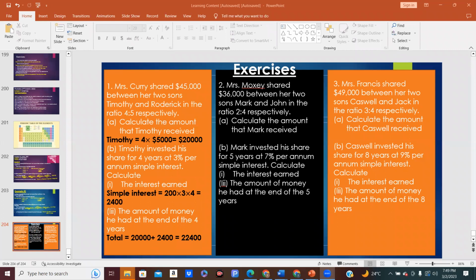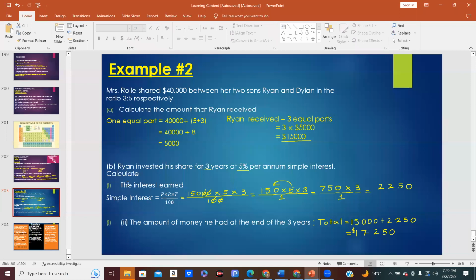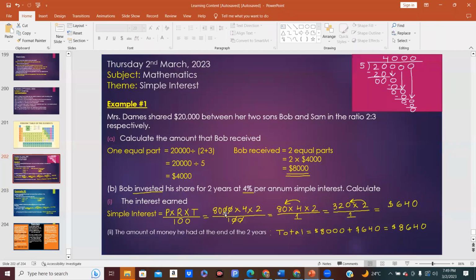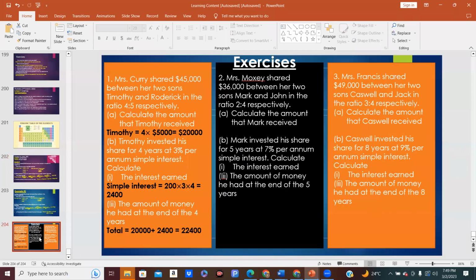How did you get that 200? Oh, because I canceled. So the principal is 20,000 times 3 times 4. If we put it over 100, we cancel the 2 zeros at the back. You didn't cancel? Why didn't you cancel? You have to cancel them out. All right.